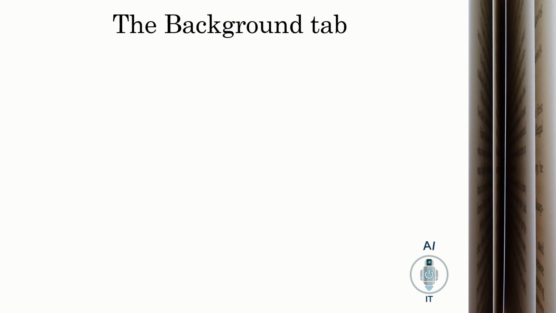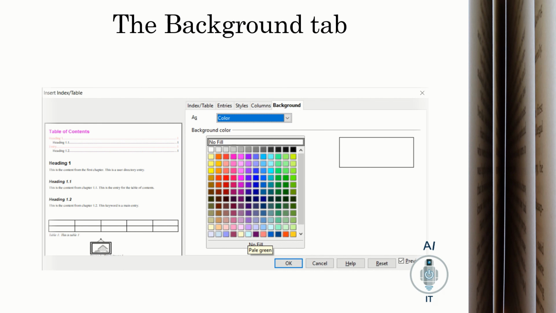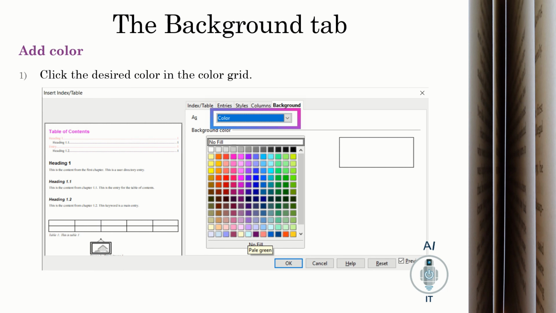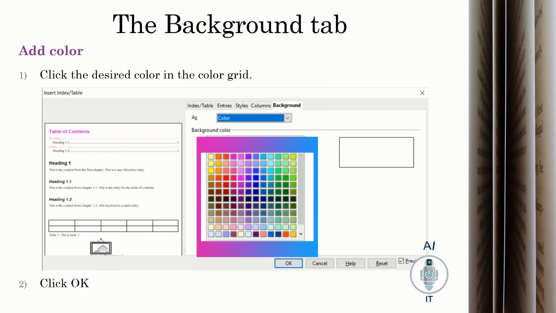Finally, let us discuss the background tab, which is the 5th tab in table of contents. Instead of having the gray background, a color can be given. Next to As, we have to click on the arrow and choose Color. Choose an appropriate color and click OK.